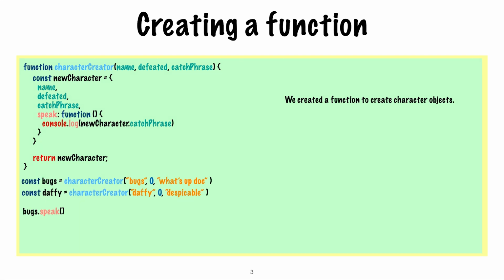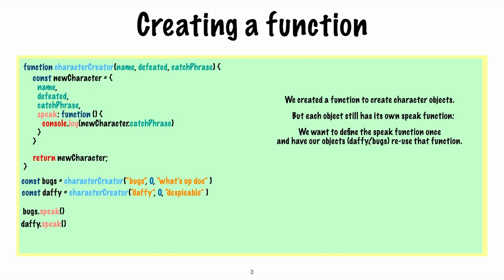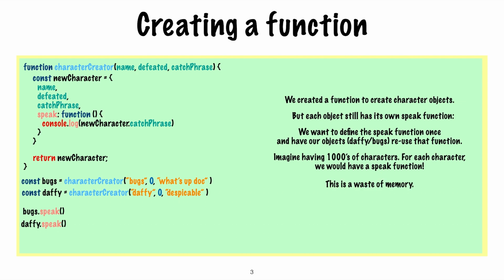one for Daffy. The problem, though, is that each of these objects still has its own speak function, but what we want to do is define the speak function once and have our objects like Daffy and Bugs reuse that function. Imagine having thousands of characters. For each character, we would have a speak function. And again, this is a waste of memory. This is where object.create will help us solve this problem.